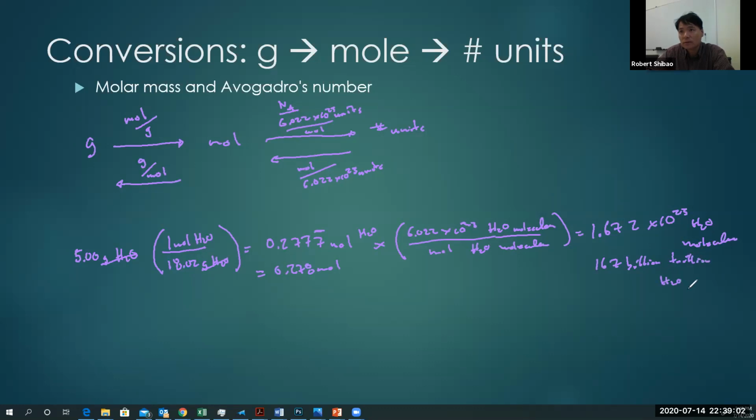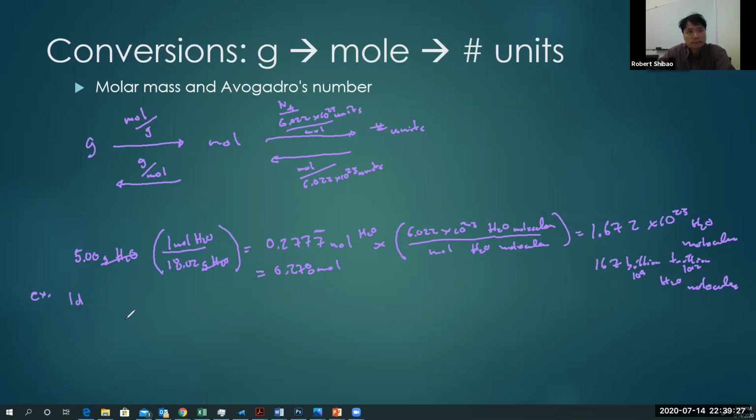H2O molecules. A billion, I should be able to figure this out. A billion is 10 to the 9th. A trillion is 10 to the 12th. So 10 to the 9th, 9 plus 12 is 21, 22, 23. So billion trillion is correct. H2O molecules. That's huge. What about one drop of water? And so let's do one drop of water.